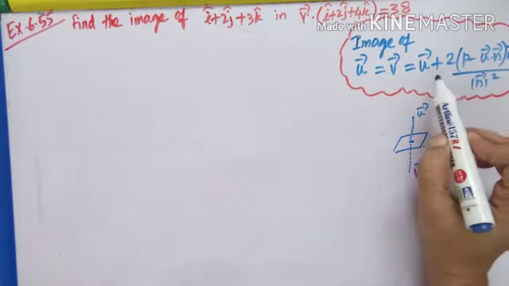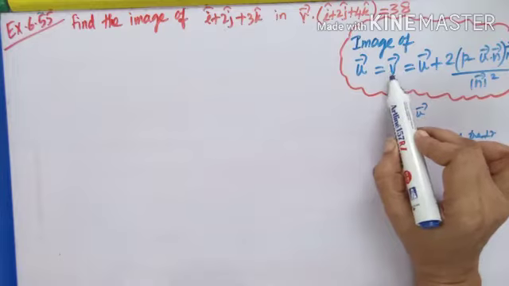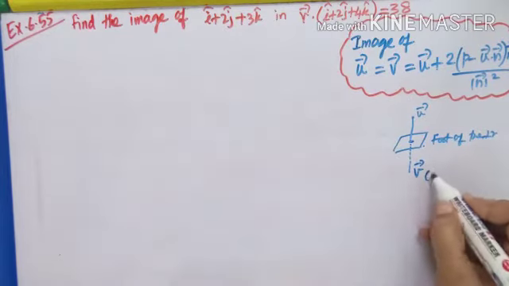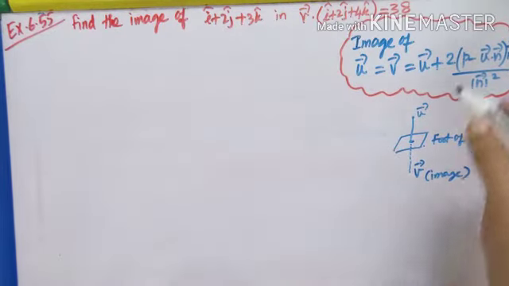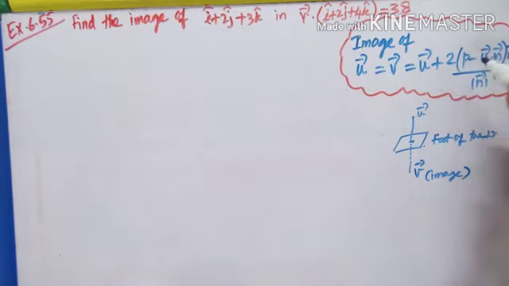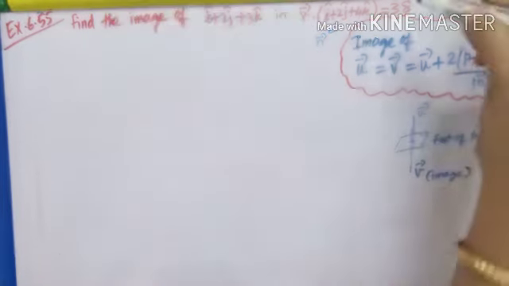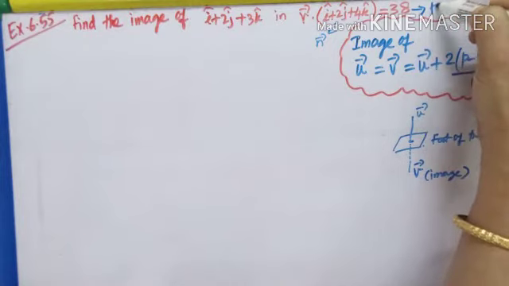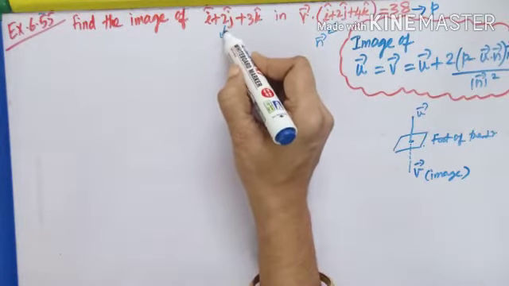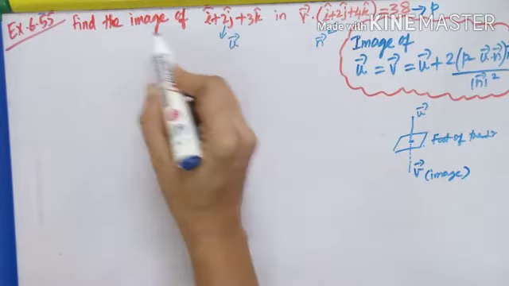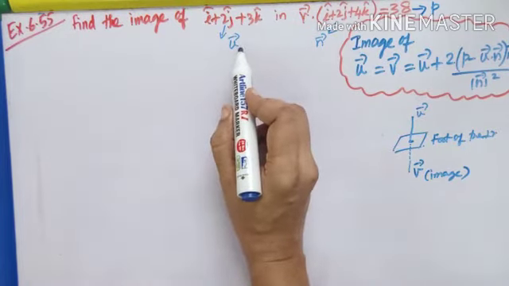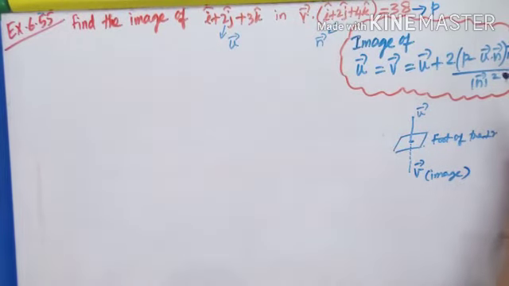For image, we have the formula here. V vector, the image. So this is the image. u plus 2 (p minus u dot n) into n vector by mod n square. This we call n vector from the plane, and this number we call p, and this vector, the image of what? That is called u vector. So we'll substitute in this formula.